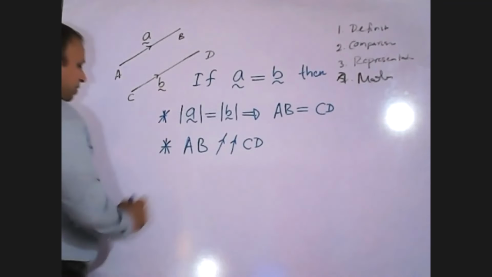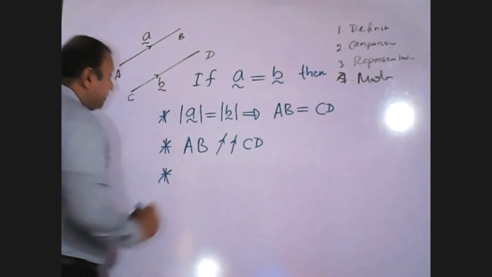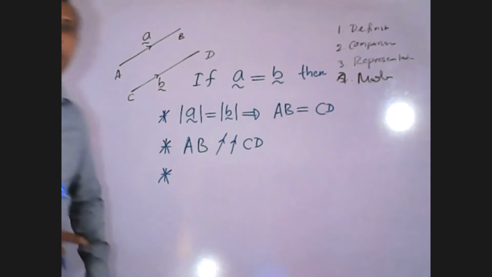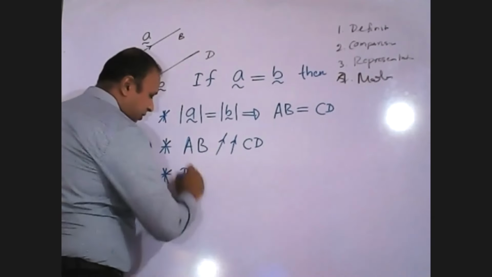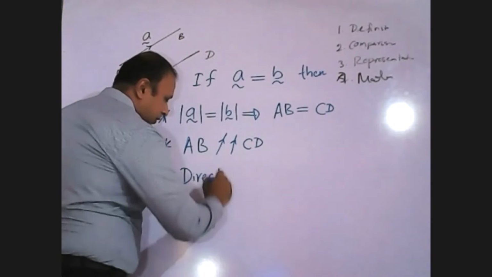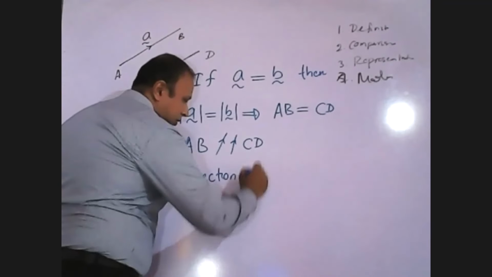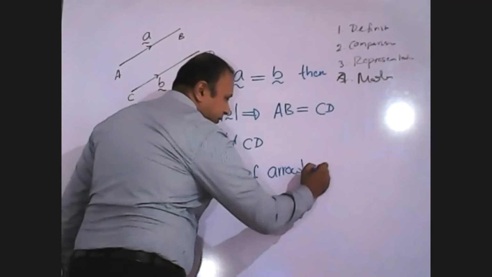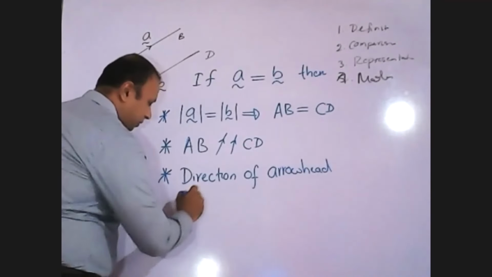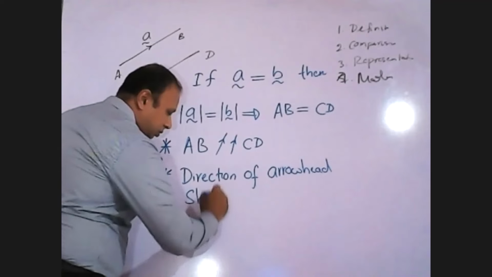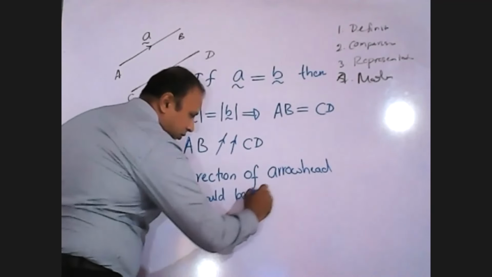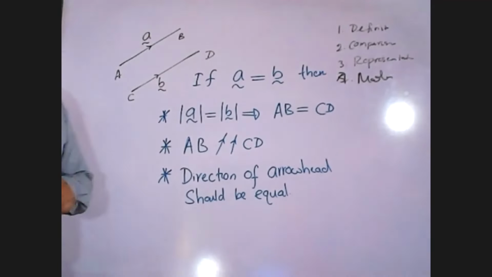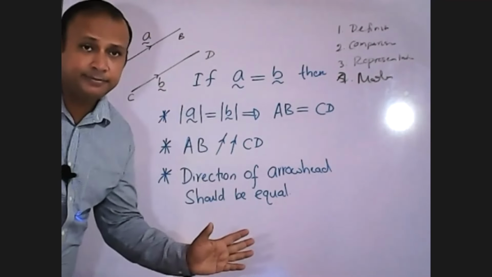Both are equal. The third feature is the direction of the arrowhead. The direction of the arrowhead should be equal. Okay. Did you get my point?